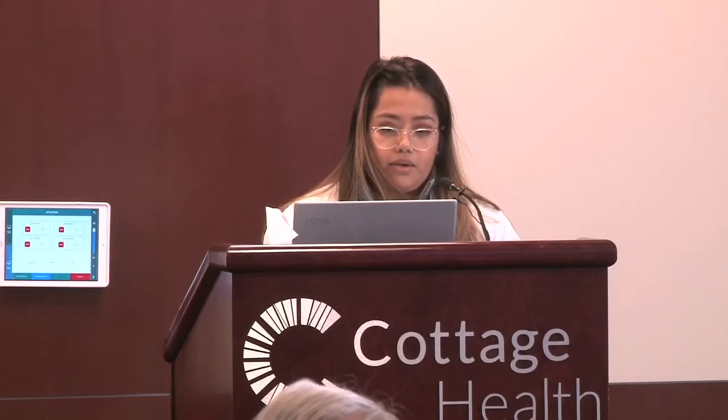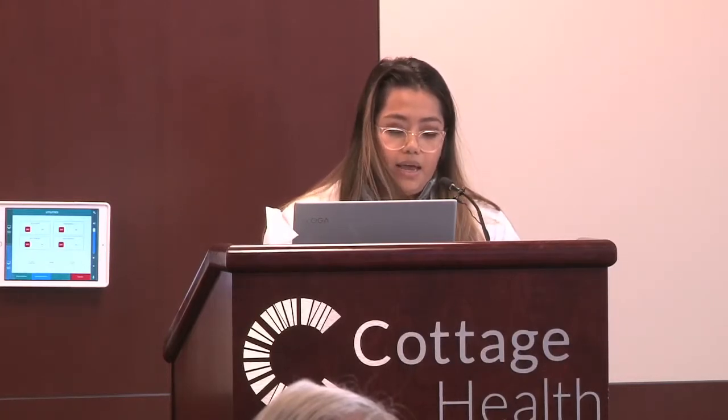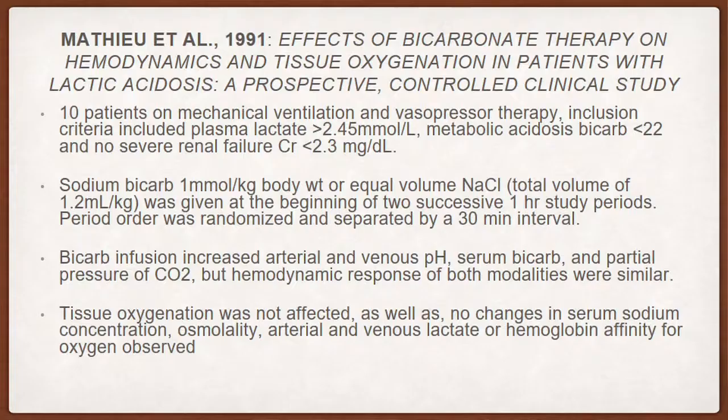Next is the second study that was cited by the Surviving Sepsis guidelines in 1991. So here, 10 patients on mechanical ventilation and vasopressor therapy. The inclusion criteria was that plasma lactate was greater than or equal to 2.45. Metabolic acidosis was determined to be a bicarb less than 22, and no severe renal failure was present. Here, sodium bicarb was given 1 millimole per kilogram of body weight or equal volume of sodium chloride. This was done in 1 hour study periods, and period order was randomized and separated by a 30-minute interval.